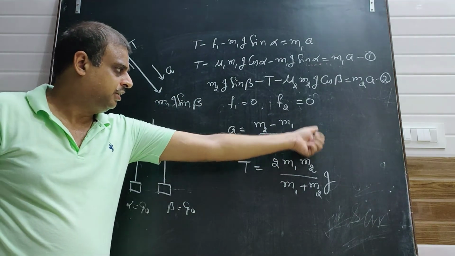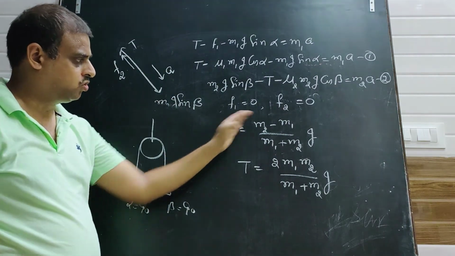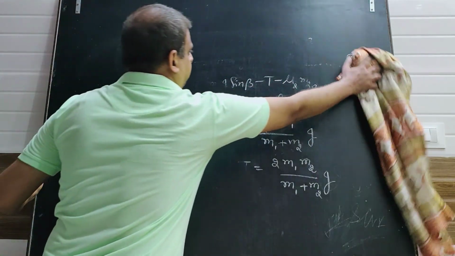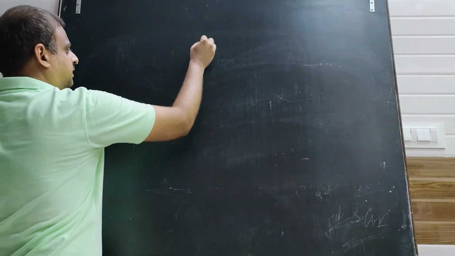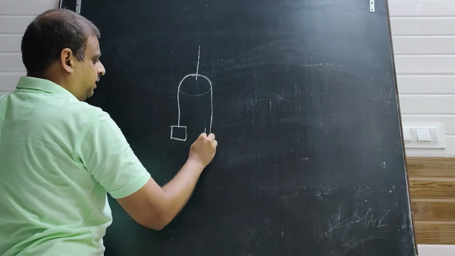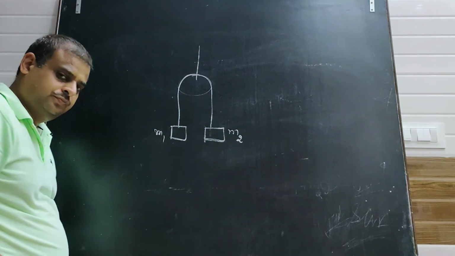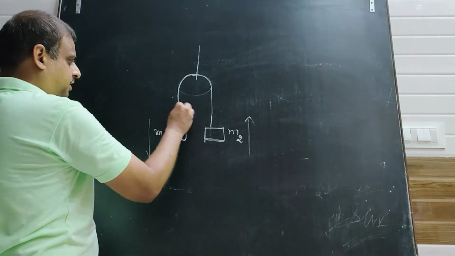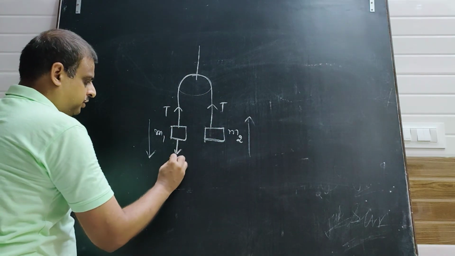Sometimes we can have a very simple example of this connected motion. Both the masses in vertical direction, and draw the diagram for it. Then we can start the derivation from the very beginning. Let us say these are two masses, m1, m2. Now let us say this is going in downward direction, this is going in upward direction. Tension T, one string, same tension. Weight in downward direction.